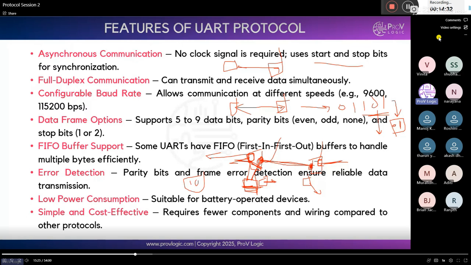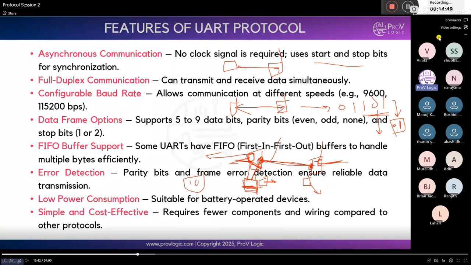So mostly UART protocol is suitable for battery operated devices. Not for more storage purpose or sending the data for high speed transmission purpose. We never use it for that, mostly for battery operated devices. Battery operated in the sense wherever we put some battery, like remote sensor devices. So those types of applications we use UART protocol.